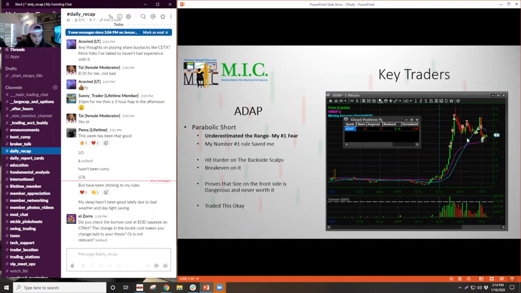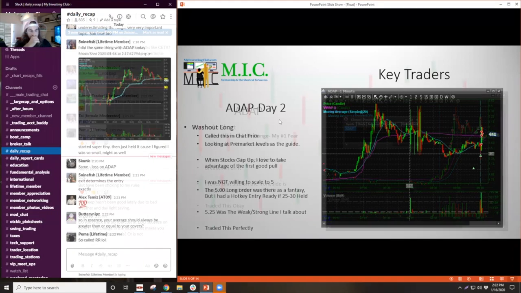ADAP. I don't normally show P&L, but I wanted to on this one to show that I had two backside scalps that added this kind of messed up loss. I really underestimated the range on this stock. And if you've been in MIC long enough, you'll hear me talk about this. This is the reason why I don't short stocks under $2, because for me, it's the easiest to underestimate the range.